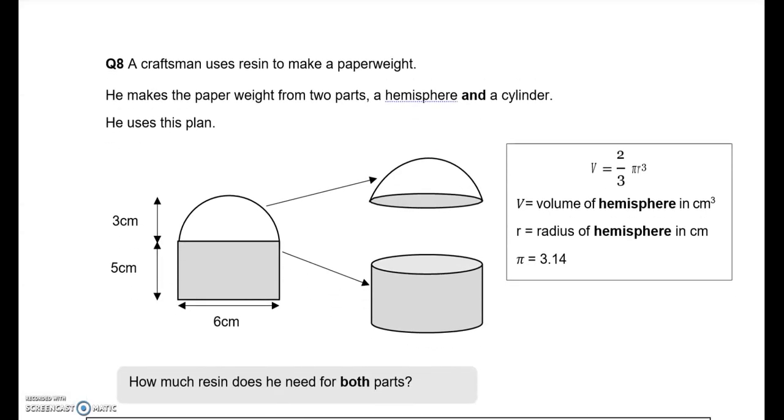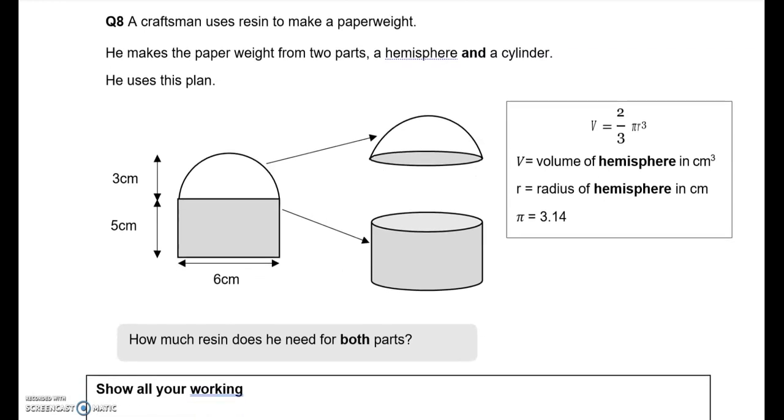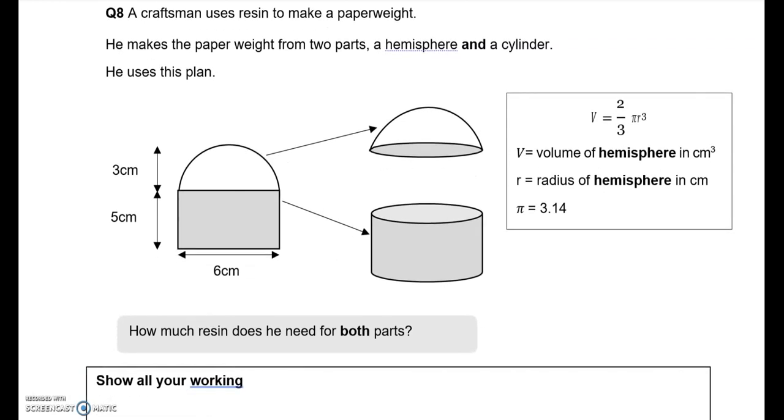A craftsman uses resin to make a paperweight. He makes the paperweight from two parts, a hemisphere and a cylinder. He uses this plan, and we've got the shape given to us. How much resin does he need for both parts? So it's quite clear that we're working with the volume of the hemisphere as well as the cylinder.